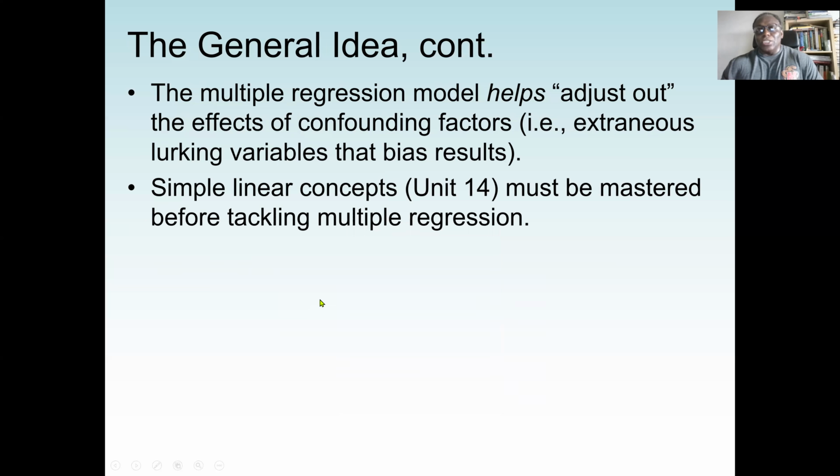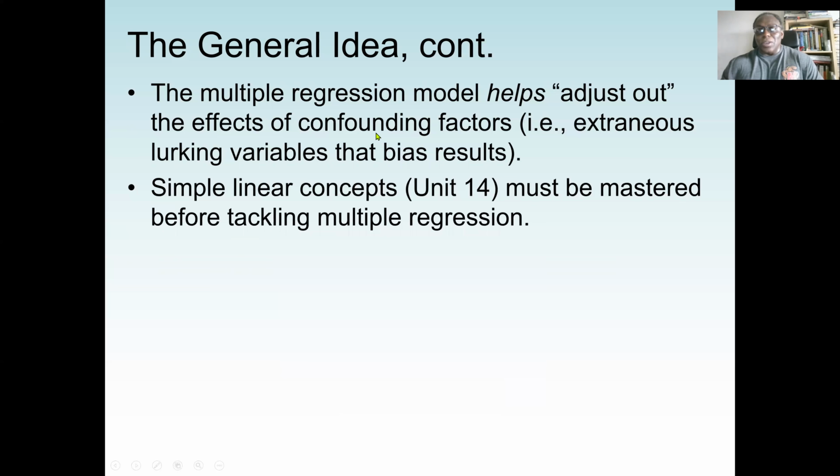Again, a multiple regression model will help us to adjust for the effect of confounding factors, or we also have the term confounding variable. In simple regression, we have only one independent variable determining the dependent variable, or the output. With multiple regression, we have more than one independent variable. So here we can even find what we call the confounding factors, and we can even adjust for them.